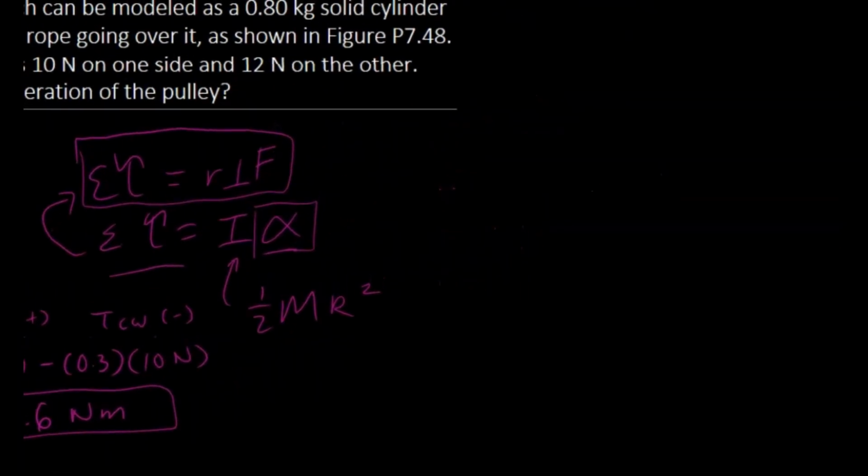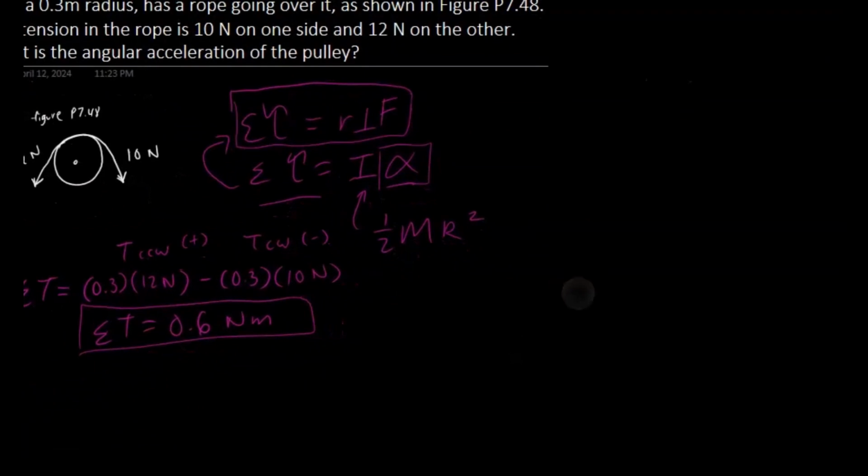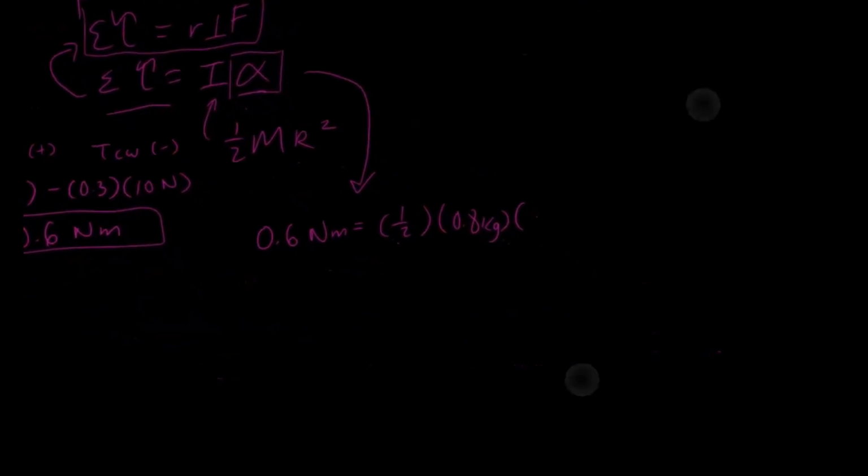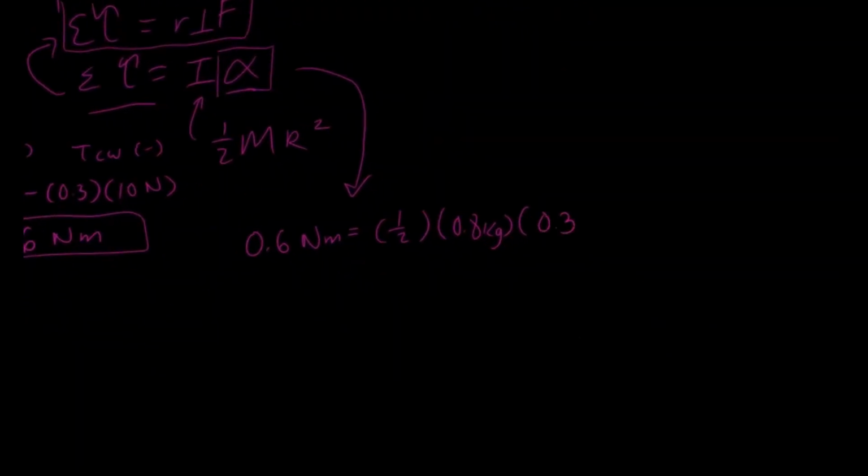So now, like I said before, now that we know the net torque, we can just plug it in with our other values. Using this equation, we can just say 0.6 Newton meters is equivalent to 1/2 times the mass, which is 0.8 kilograms, times the radius squared, and they give us the radius, 0.3 meters squared, and that is multiplied by the angular acceleration. Now we can just divide both sides by whatever the moment of inertia is to get the angular acceleration.